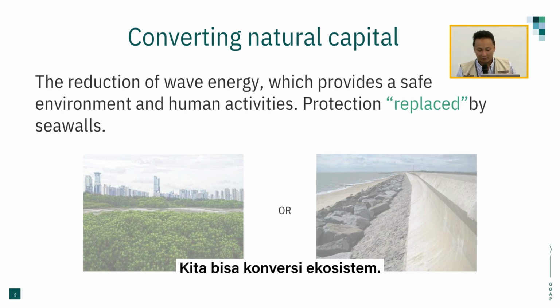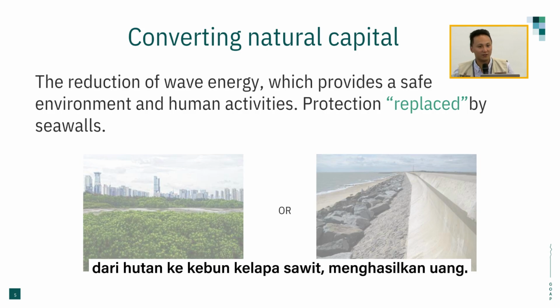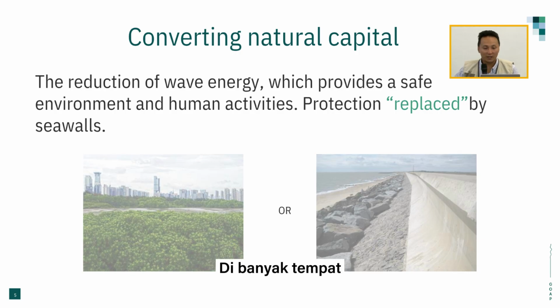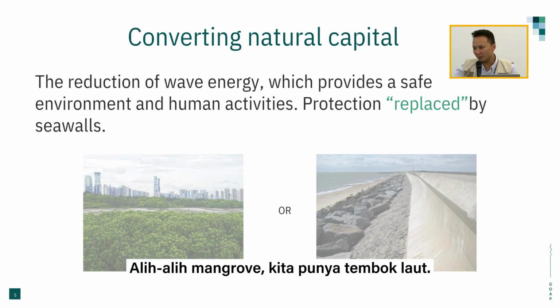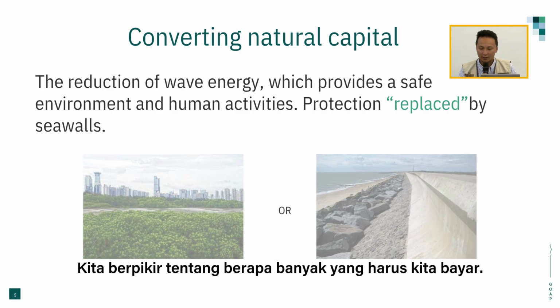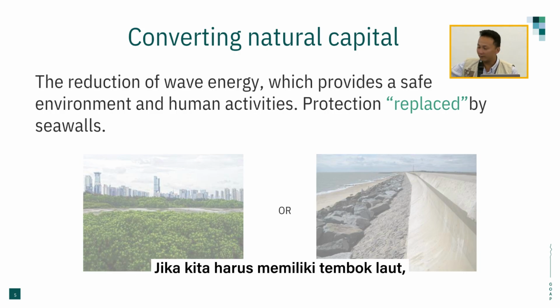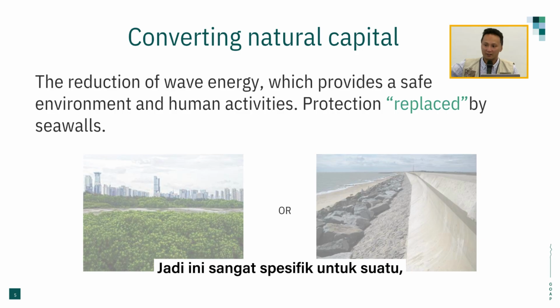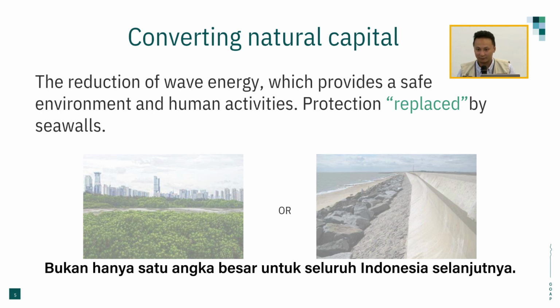We can convert ecosystems, change the land use. So for example, from forest to oil palm, and that produces money. We can also start thinking of this in terms of ecosystems. In many places, instead of a mangrove, we have a seawall. This protection from the mangrove is replaced by the seawall in some cases. So, when we value the mangrove, we think of it as how much would we have to pay if we had to have a seawall instead? Yeah? So this is very specific for an area, for the context, not just one big number for all of Indonesia. Next.